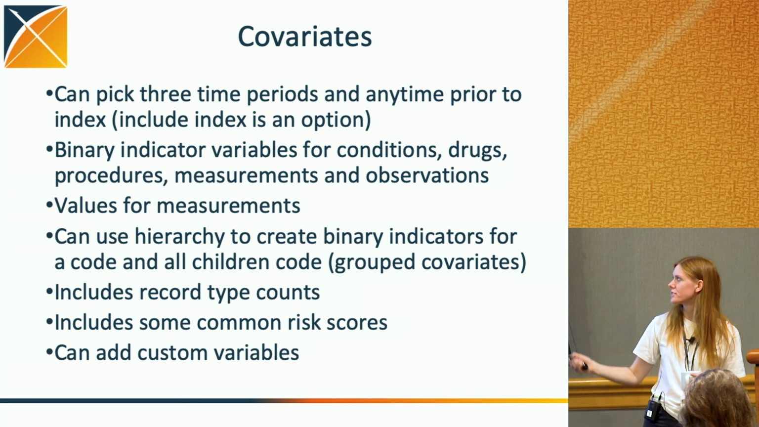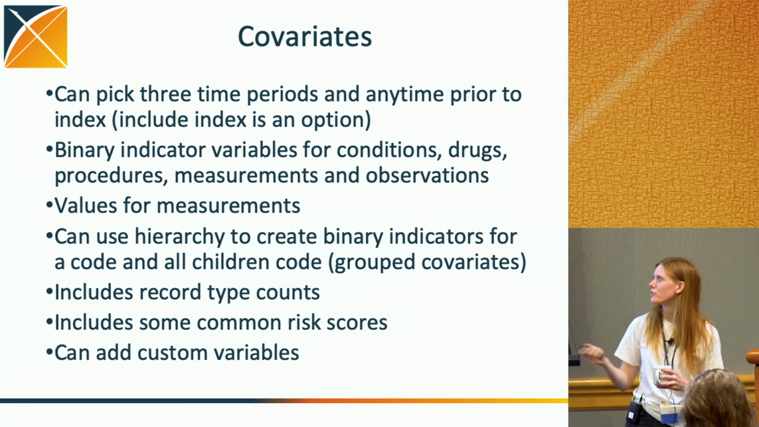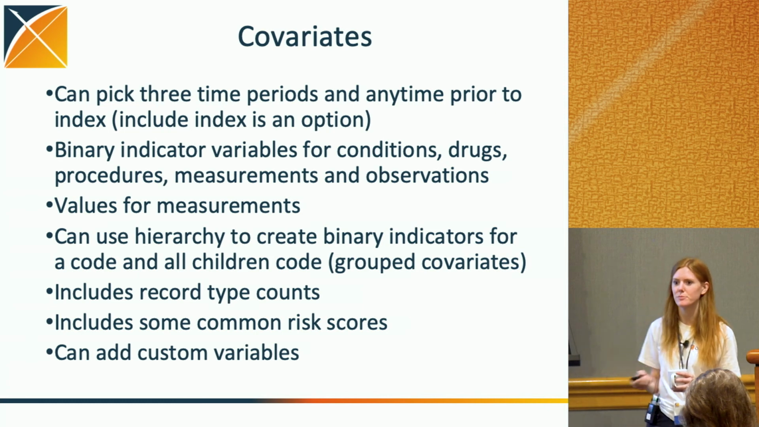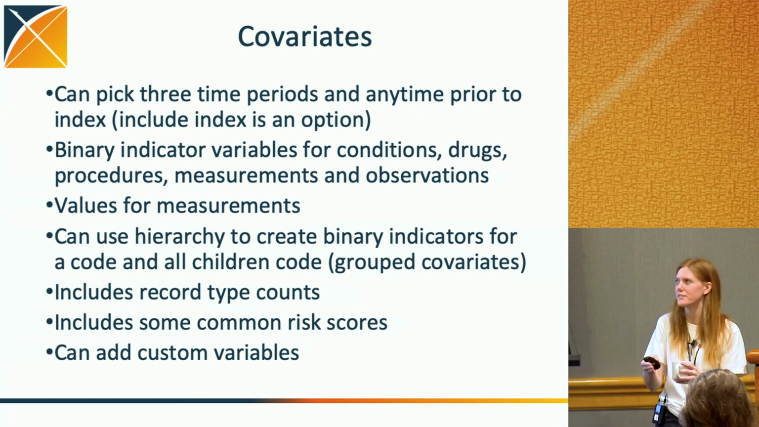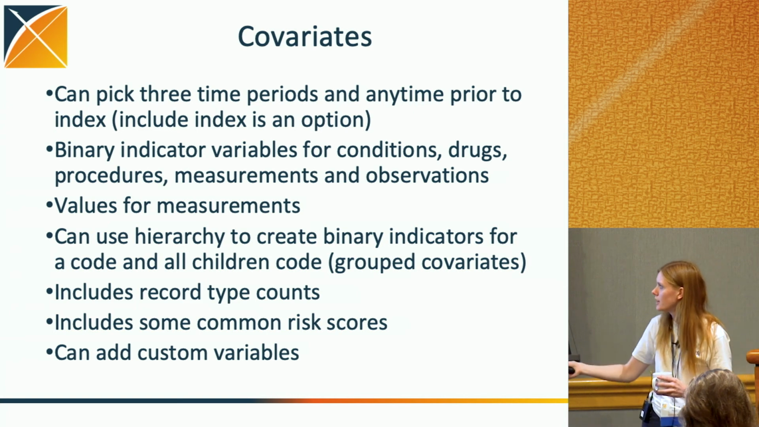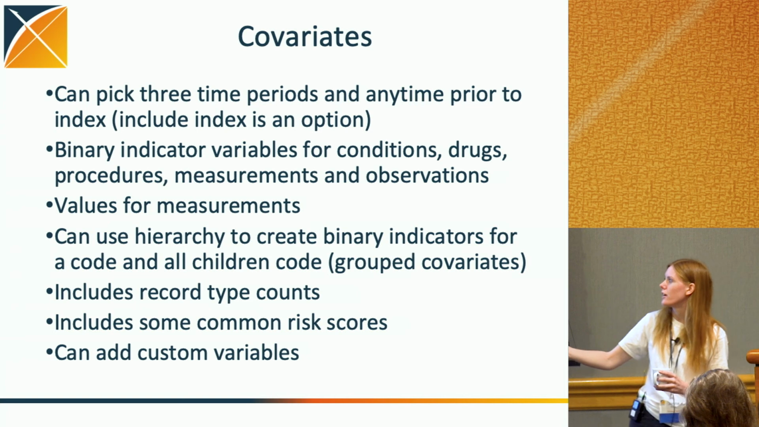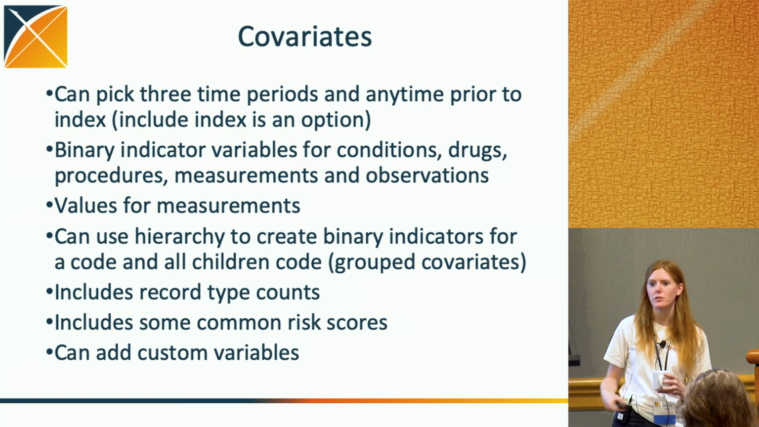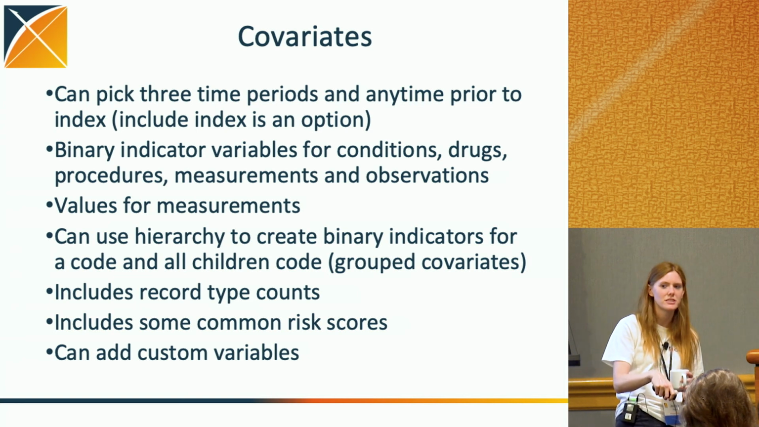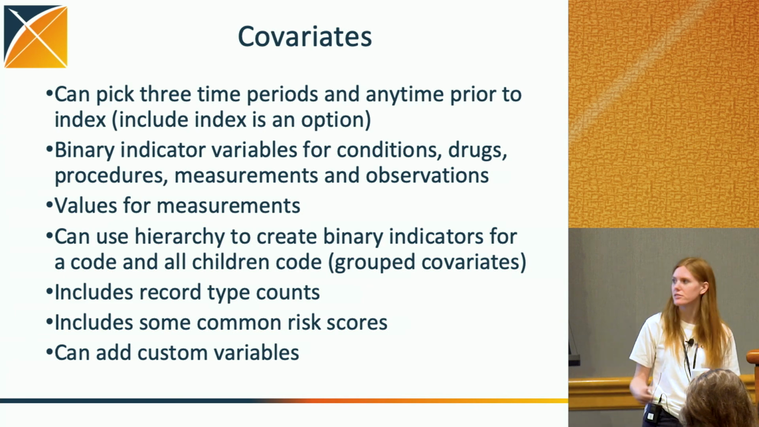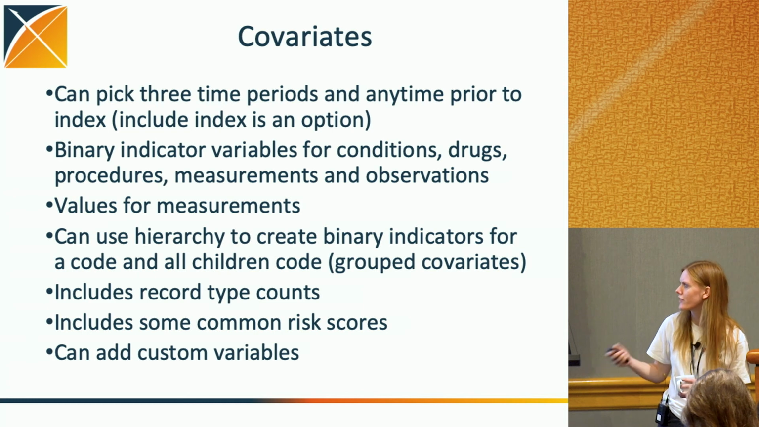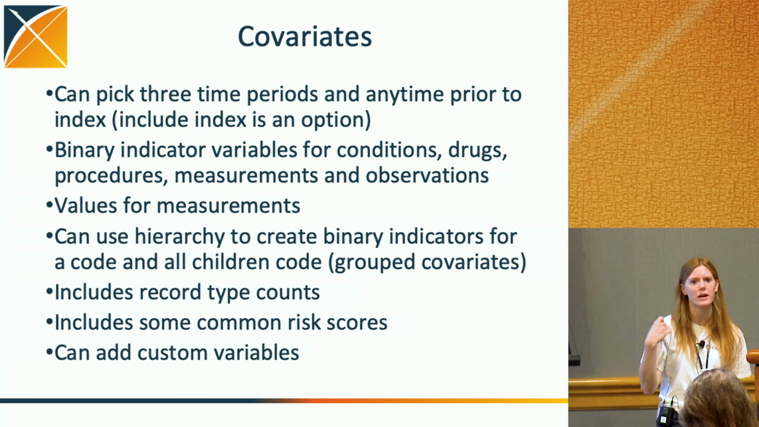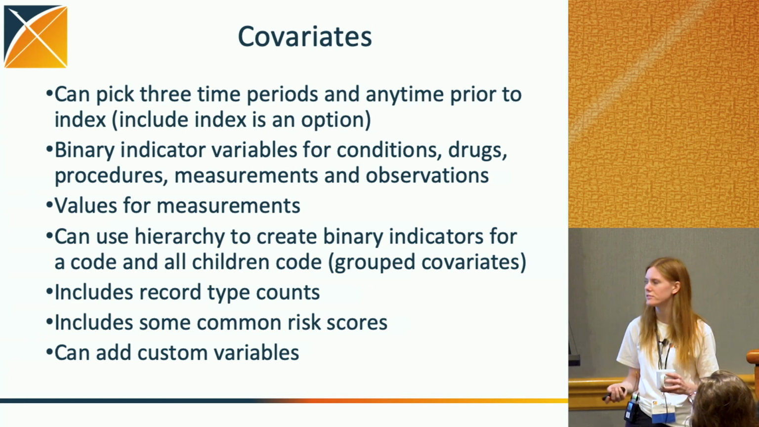So this is kind of nice if you've got redundancy in your database, because rather than having hundreds of covariates that pretty much mean the same thing, you can condense that into one covariate. And then we have some covariates that are record type count. So how many condition records did you have in the last year? How many measurement records did you have? This gives you a proxy of healthcare utility. And we also have that for visits as well. So how many inpatient, outpatient visits did you have? Again, these are kind of proxies for, are you using the healthcare system?